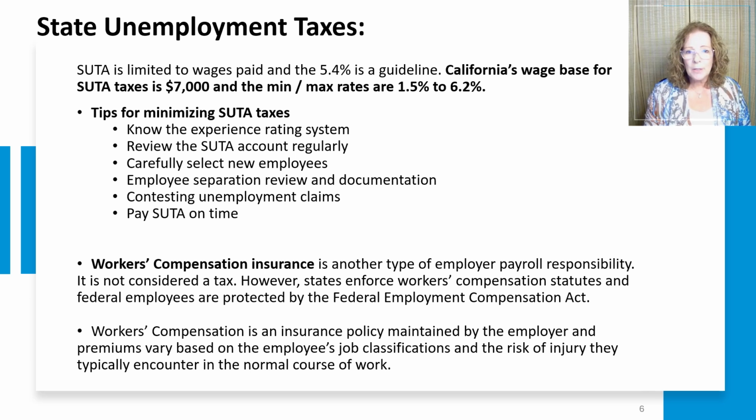A construction company, due to the seasonal nature and higher risks in the industry, may have a higher unemployment rate, for instance, 4.54%, whereas a similar sized company in the professional services industry might have a lower rate, for instance, 3.28%. Each year, states send letters to companies with their individually determined SUTA rate for the upcoming year. In California, the SUTA wage base is $7,000 with minimum and maximum rates ranging from 1.5% to 6.2%.